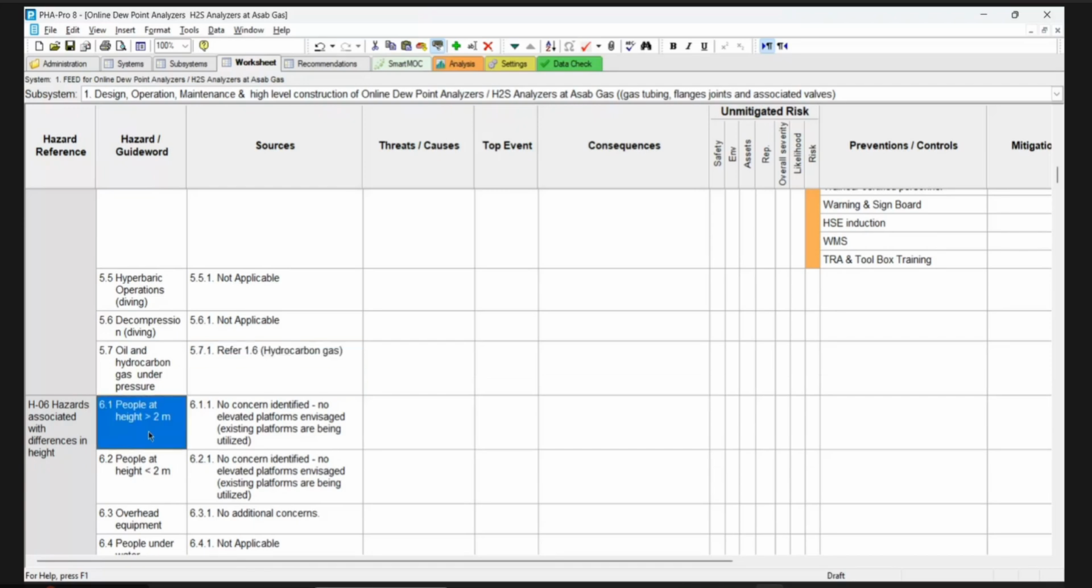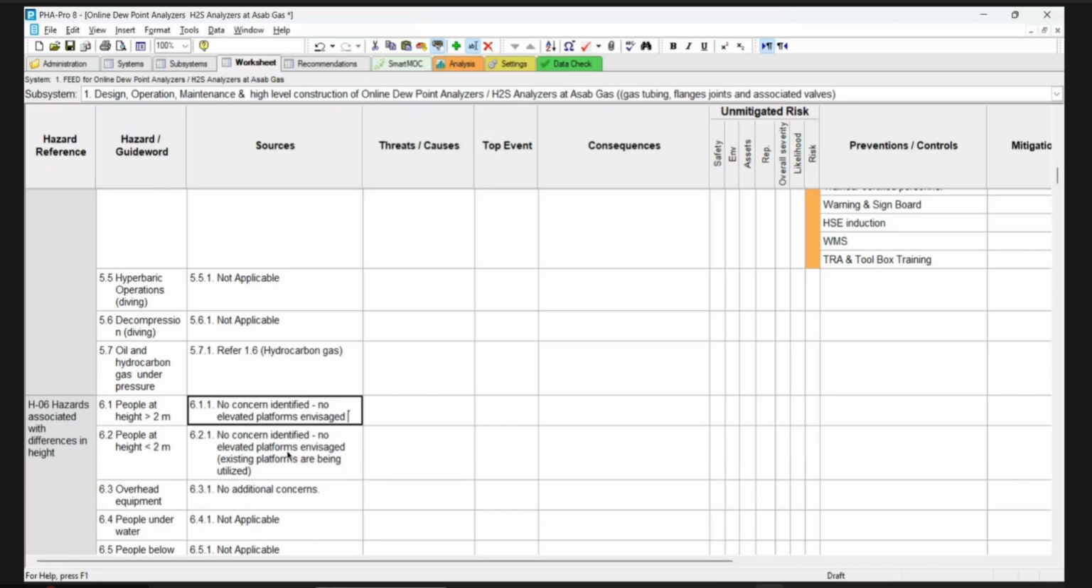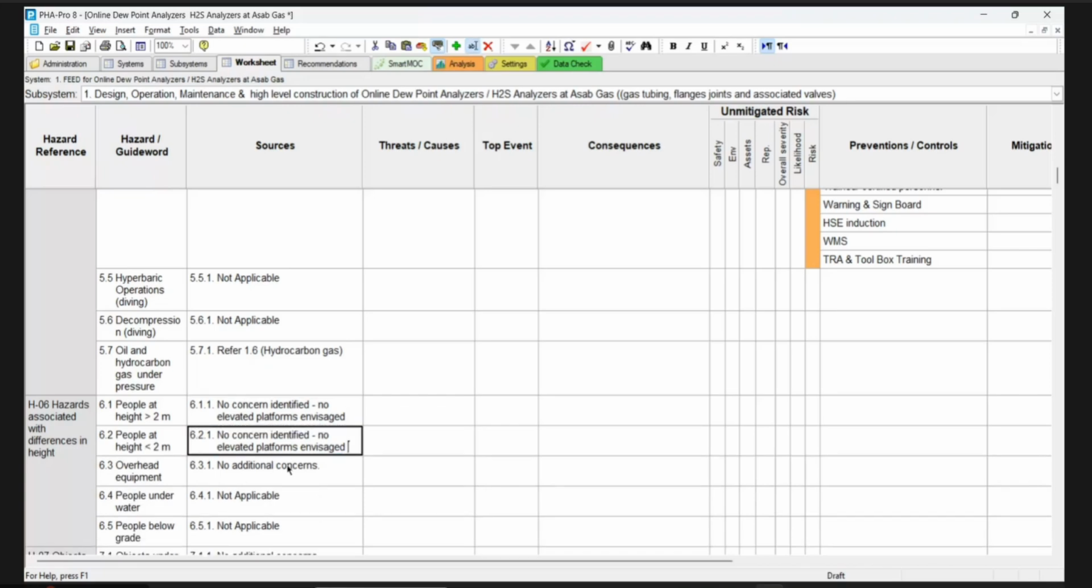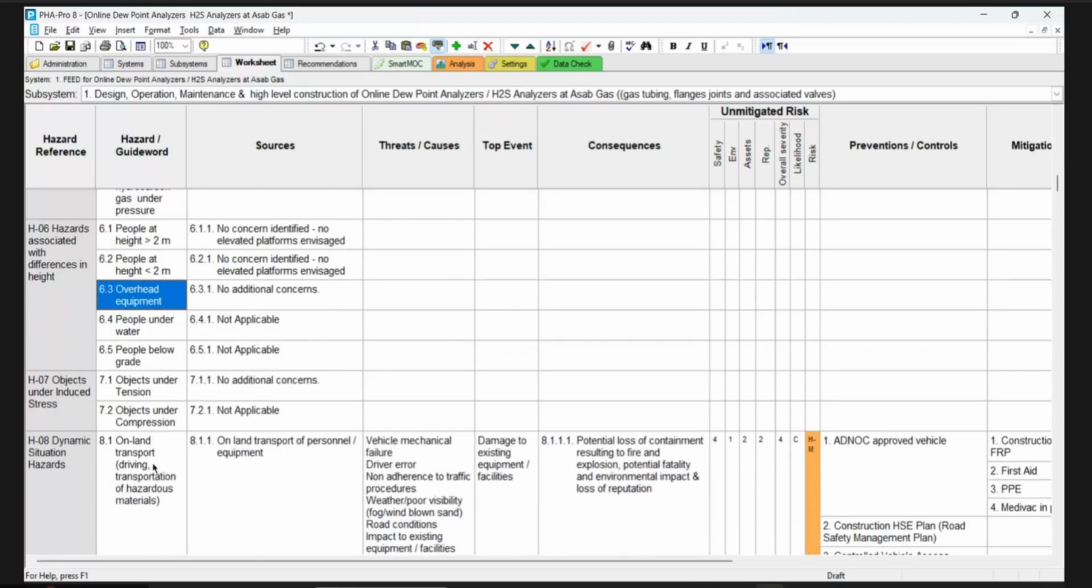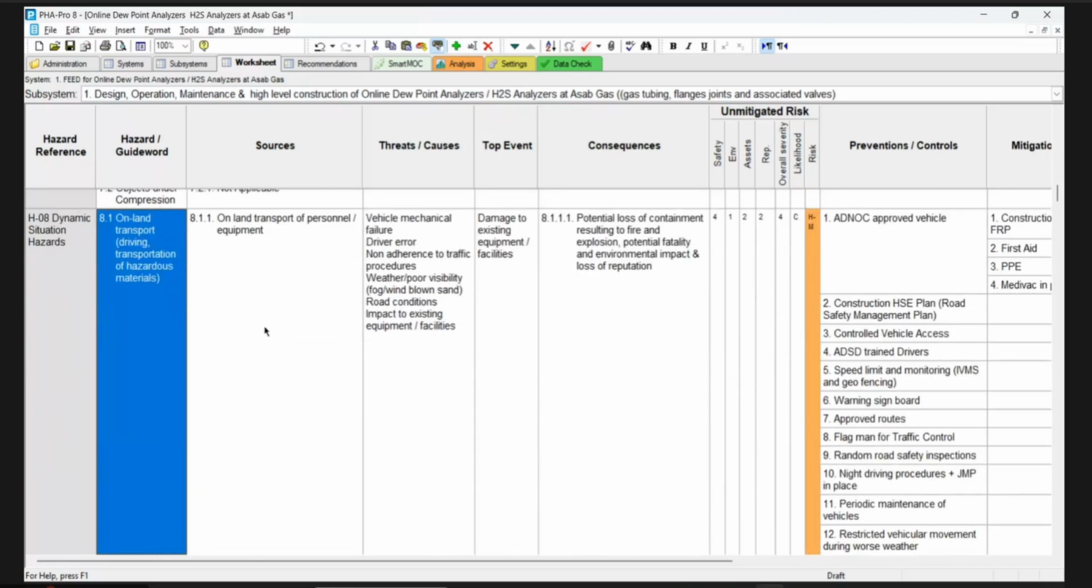Work at height is not there because this is on ground. This is not elevated. This is the ground. The existing platform is not there. We remove it. Overhead equipment, no. Under equipment, no. On land, this is for construction.